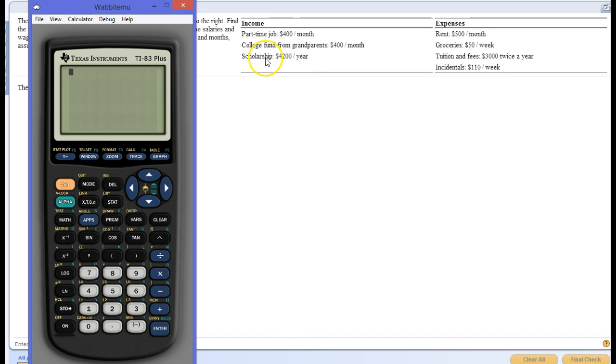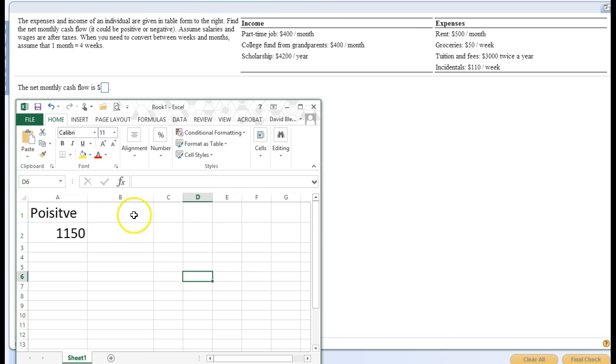Alright, so the scholarship, $4,200 a year, we're going to take that 4,200 and divide it by 12, and that's how many dollars it is per month. So 350 per month, and now everything else is in months. So the income, like the positive numbers, are 400, 400. All right, these two 400s.